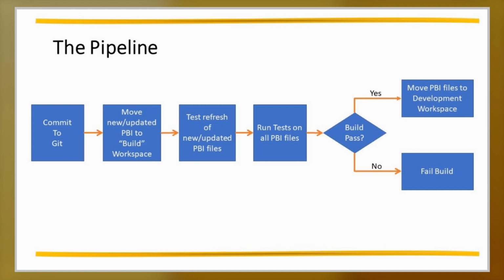The build workspace is used for refreshing and testing, much like a build agent you would use with C# or Java. Once it's in the build workspace, the pipeline will then test the refresh of that Power BI file, as well as run any test on all Power BI files that are in the project. If the builds pass, it will then move the Power BI files to the development workspace, and if it doesn't, it will fail the build and email the team. Let's jump into a demo to see this pipeline in action.